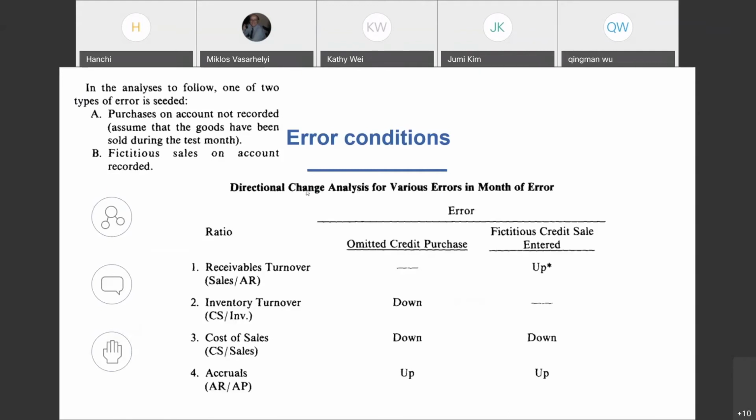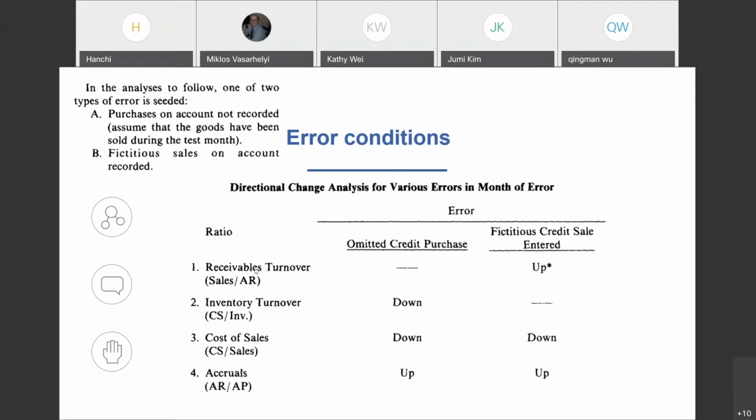On this page, we will explain a little about the error conditions. We know that in the following analysis, we will have two types of errors, which I mentioned in the abstract part, which we want to test. They are purchases on account but not recorded, and fictitious sales on account recorded. Here are how they will reflect on the ratios.